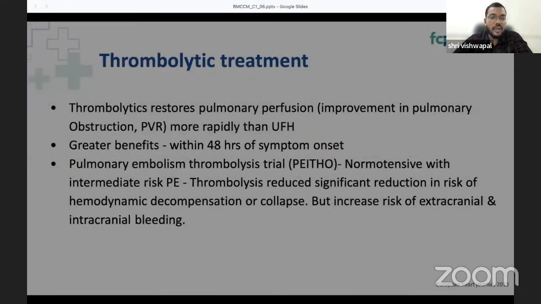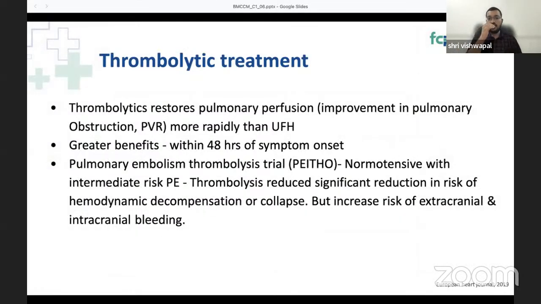Okay. So other treatment protocols include thrombolytic treatment. Thrombolytic restores the pulmonary perfusion. It improves the pulmonary obstruction and decreases the pulmonary vascular resistance more rapidly when compared with unfractionated heparin. So it shows greater benefit if the thrombolytic is started within 48 hours of the symptoms.